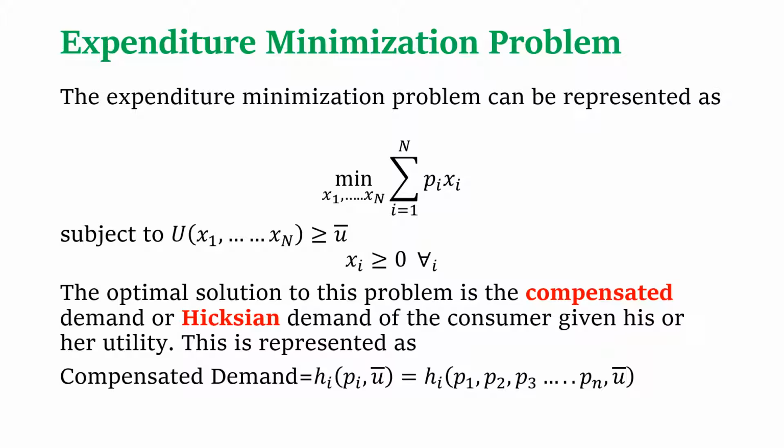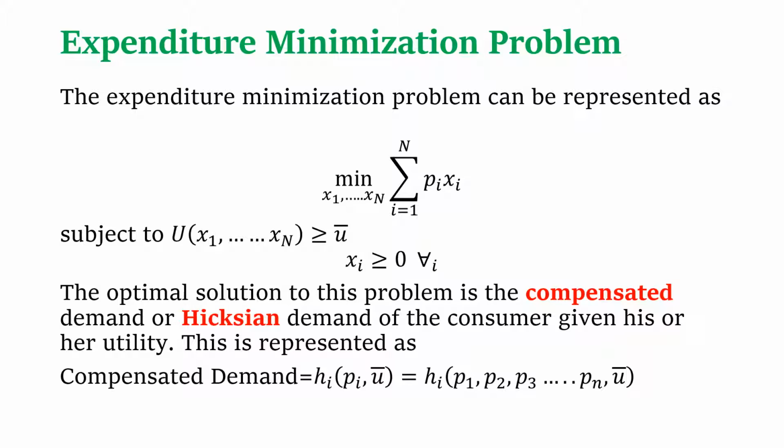Now, let's try to look at the expenditure minimization problem. How do we write that one? It is simple. We say minimize over x1 up to xn, assuming that the consumer consumes n commodities, the summation of pi xi, i equals 1 up to n, subject to the utility u(x1, ..., xn) greater than or equal to U bar.